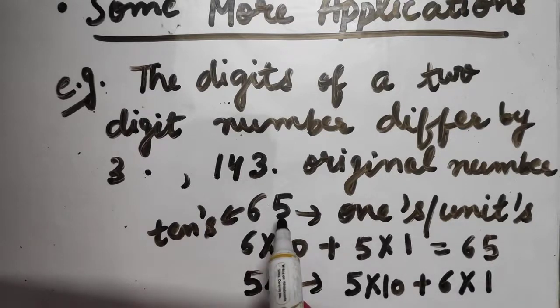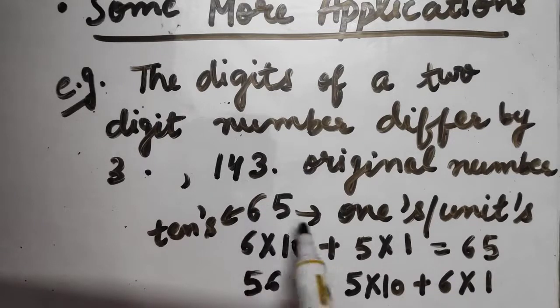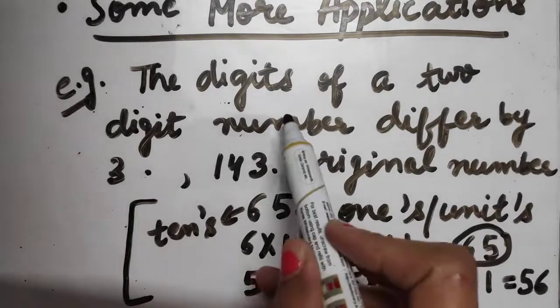So what I have done? I have interchanged these two digits. Earlier the digit at tens place was 6 and the digit at ones place was 5, and the number was 65. That is how I got the number, by multiplying the digit at tens place by 10 and the digit at ones place by 1. If I need to interchange the digits, this 5 will be now at tens place and this 6 will be now at ones place. So the number will be 56. Now this 5 is to be multiplied by 10 and this 6 is to be multiplied by 1. So this is equal to 56. This is a very small concept that is to be understood before moving to this question.